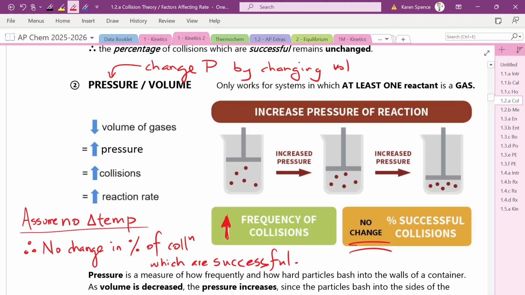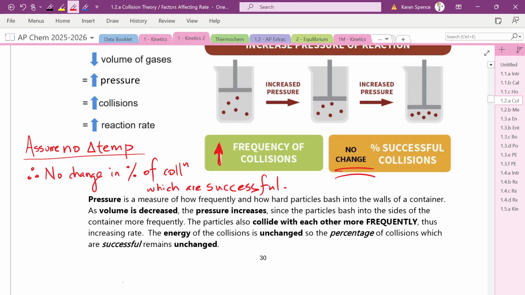So basically, if you want to speed up the reaction, you make the volume smaller and the pressure bigger. If you want to make that reaction slow down, you make the volume bigger and the pressure smaller. Remember, as V goes up, P goes down. As V goes down, P goes up. Hopefully you guys know that by this point. Or it's kind of intuitive. I think it's kind of intuitive. But anyway.